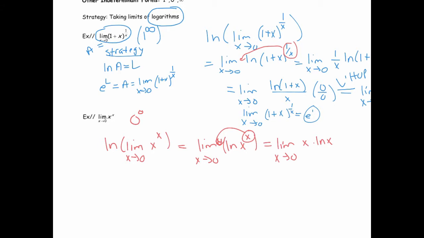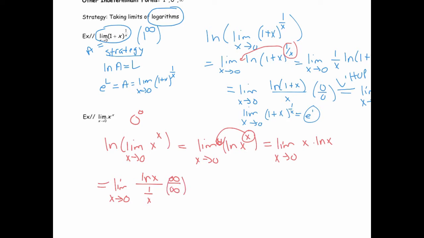So now I've got a 0 times infinity, technically negative infinity, because as x approaches 0 from the right of ln of x, we go to negative infinity. But in any case, we can't use L'Hopital's rule until we write this as a fraction. So we're going to write this as the limit as x goes to 0 of ln of x divided by 1 over x. And now I've got an infinity over infinity form.